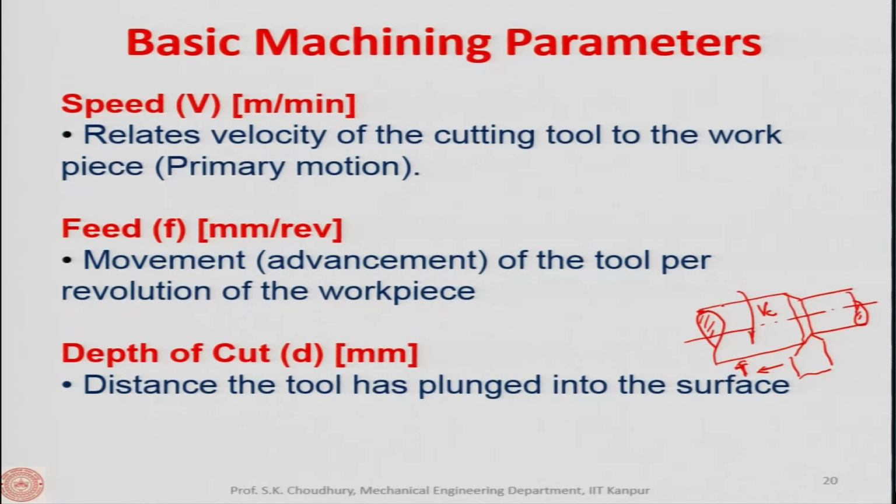Now, this is the initial diameter which we started with, and we are getting this diameter, let us say this is D1 and this is D2. So, D1 has been reduced to D2. Therefore, this is the value of the depth of cut. This is the depth of cut, how much the tool has plunged into the surface of the material which is being machined.